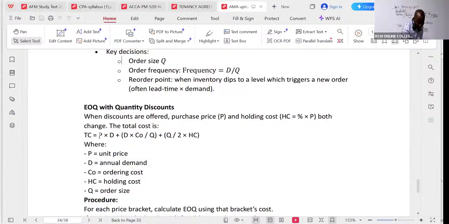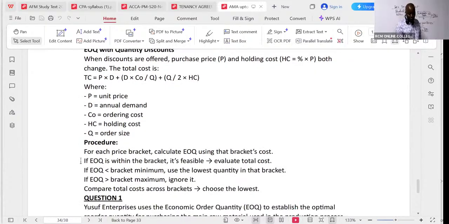The total cost will remain the one that I showed you here: DP, DCO over whatever, plus the holding cost. The procedure: should I come across questions with quantity discounts, what shall I always remember, especially when I'm given a range of discounts? This is what I shall always remember: for each bracket, calculate EOQ using that bracket's cost.